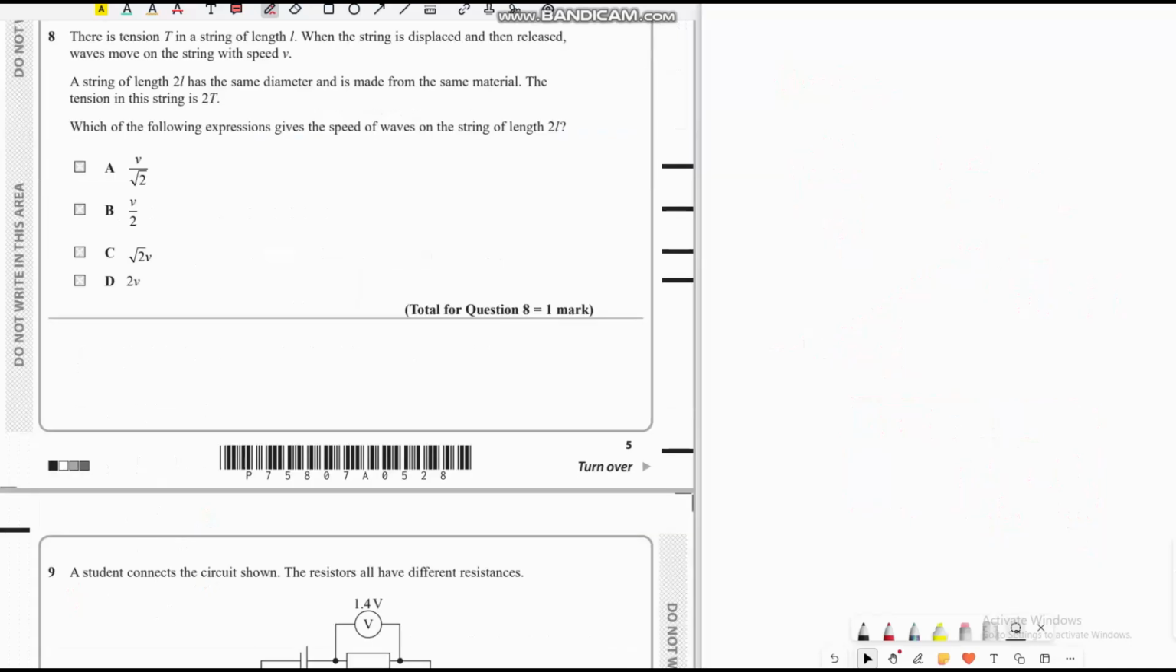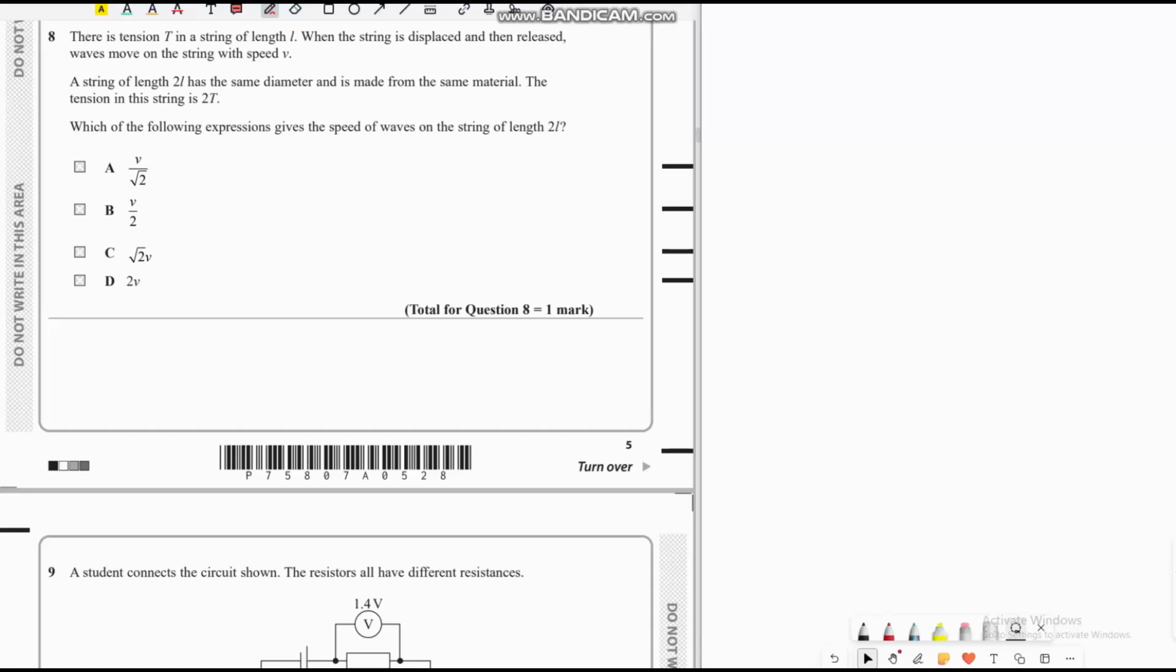Moving on to question number 8. There's a tension T in a string of length L. When the string is displaced and released, waves move on the string with a speed v. A string of length 2L has the same diameter and is made from the same material. The tension in the string is 2T. Which of the following expressions gives the speed of waves on the string of length 2L?